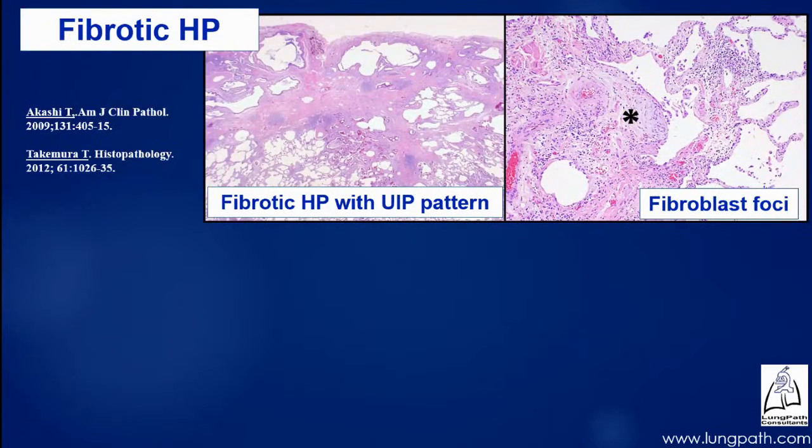Over time, hypersensitivity pneumonitis can become fibrotic, and in some patients it produces a usual interstitial pneumonia pattern, a UIP pattern, including fibroblast foci. So similar to other chronic fibrosing lung diseases, in particular idiopathic pulmonary fibrosis.